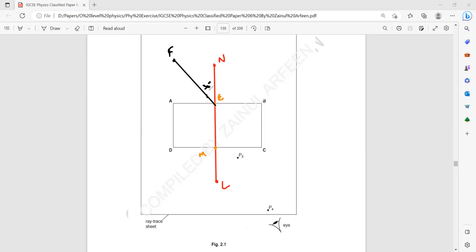Is it clear till this point? How to draw a 30-degree angle? Yes, sir, clear.